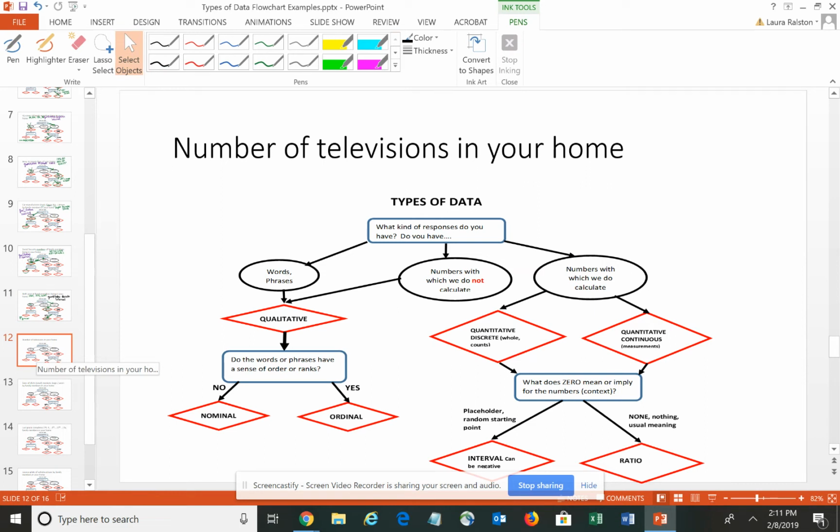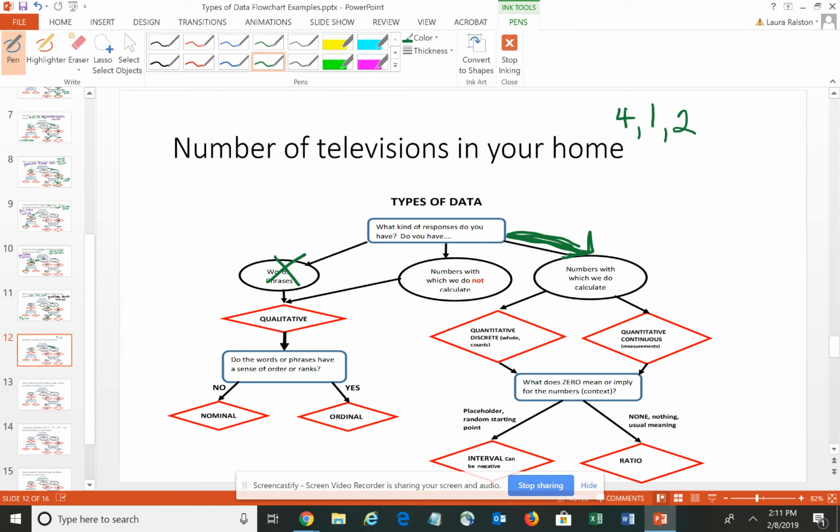All right, the number of televisions in your home. So again, think about what kind of results you would get if you walked up to somebody and said, how many TVs do you have? You might say, we have 4 TVs, or we have 1 TV, or we have 2 TVs. So again, you're getting numbers, so that rules out words or phrases. Then you want to think about it. Could we say, okay, Susie has 2 more than Johnny? Could we find an average? We could. We could say that the average number of TVs in a home is such and such. Okay, so it is numbers we can calculate with.